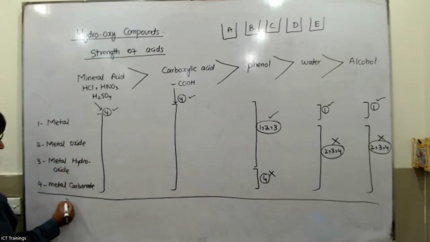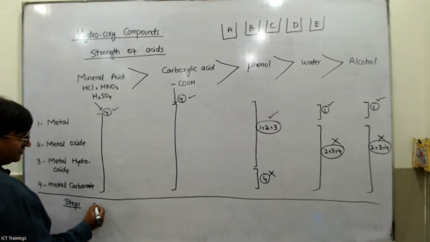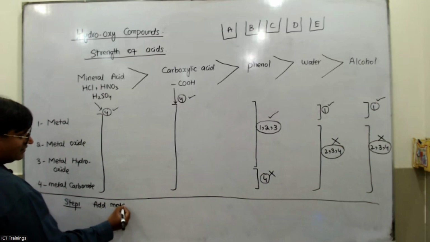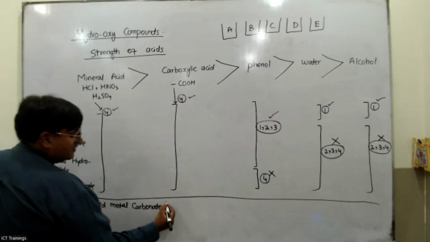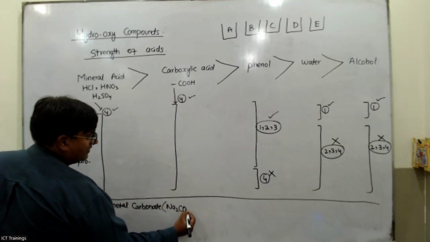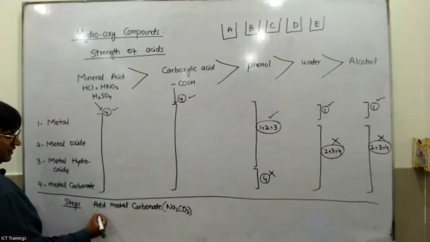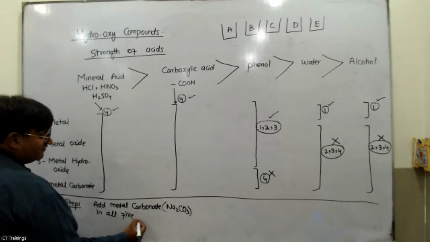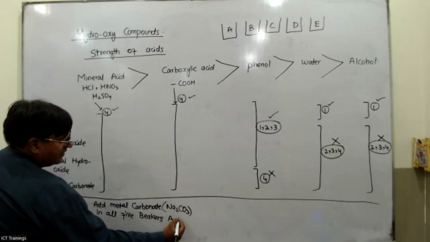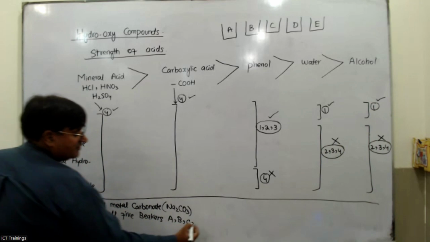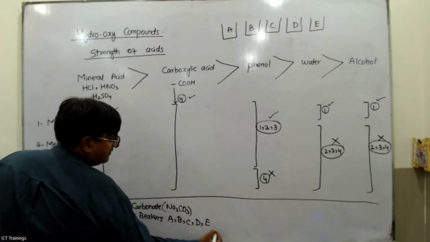How could we differentiate them? In step one, what should you do? You should take any metal carbonate. You can take any metal carbonate like sodium carbonate, calcium carbonate, that's your choice. Add it in all 5 beakers: A, B, C, D, and E.